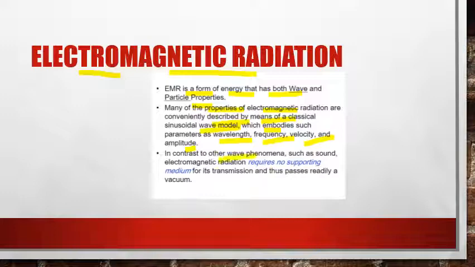In contrast to wave phenomena such as sound, electromagnetic radiation requires no supporting medium for its transmission and thus passes readily in a vacuum. So it does not require any supporting medium and is easily transmitted in a vacuum. This is one of the important properties of electromagnetic radiation which is used in spectroscopy.